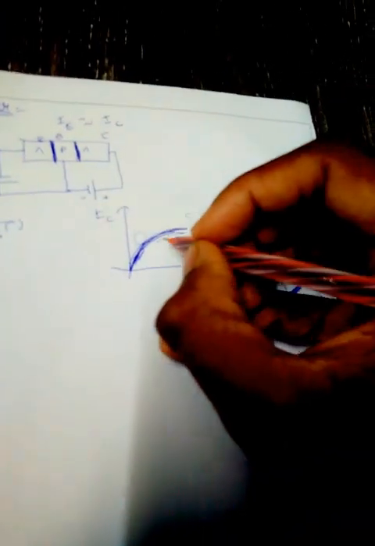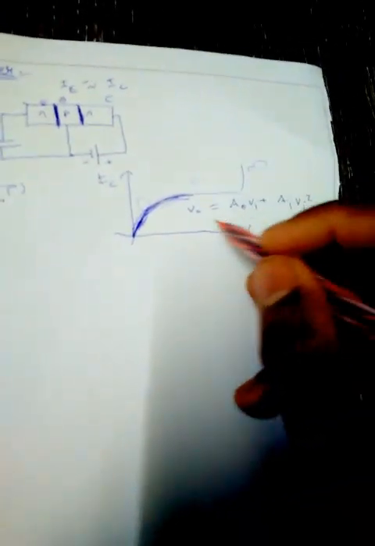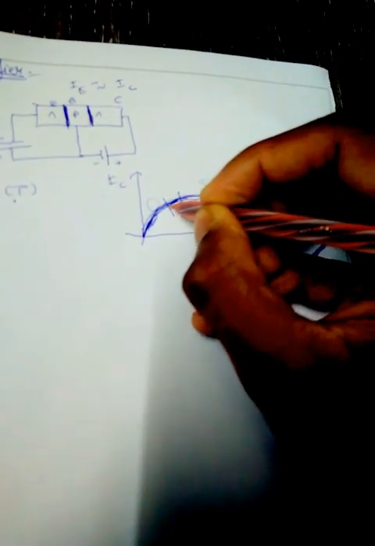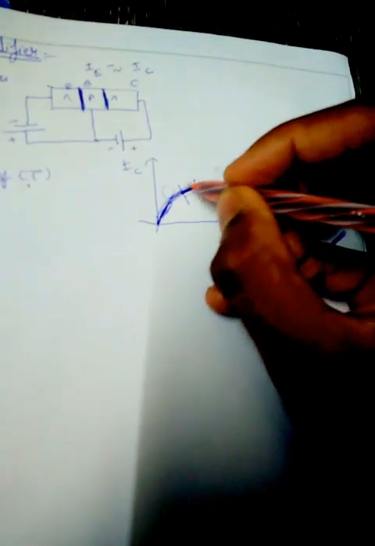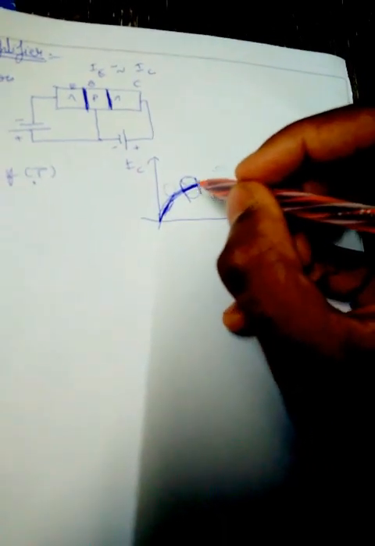To have the output nearly linear, we take a very small region of the output characteristics which is nearly linear and operate the transistor in this region so that the output will be linear. That is the reason why we always deal with small signal analysis. Small signals are applied in transistors.